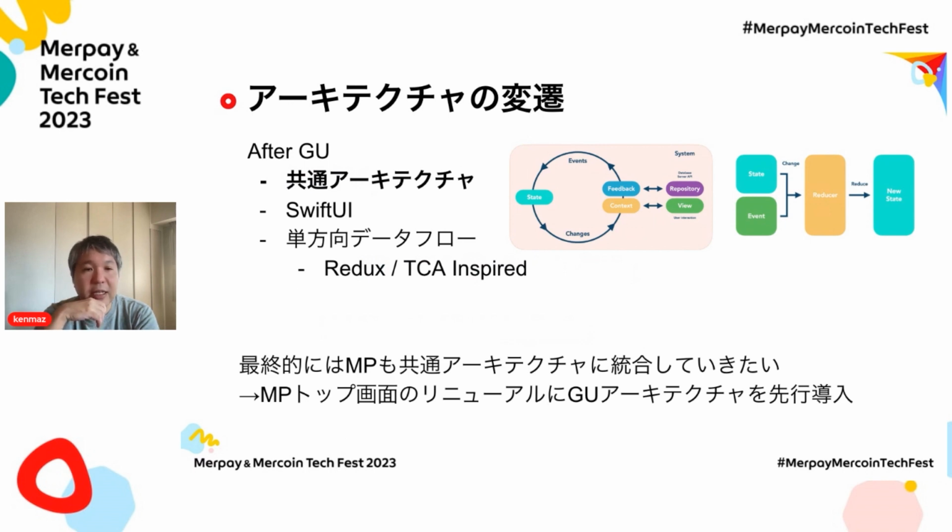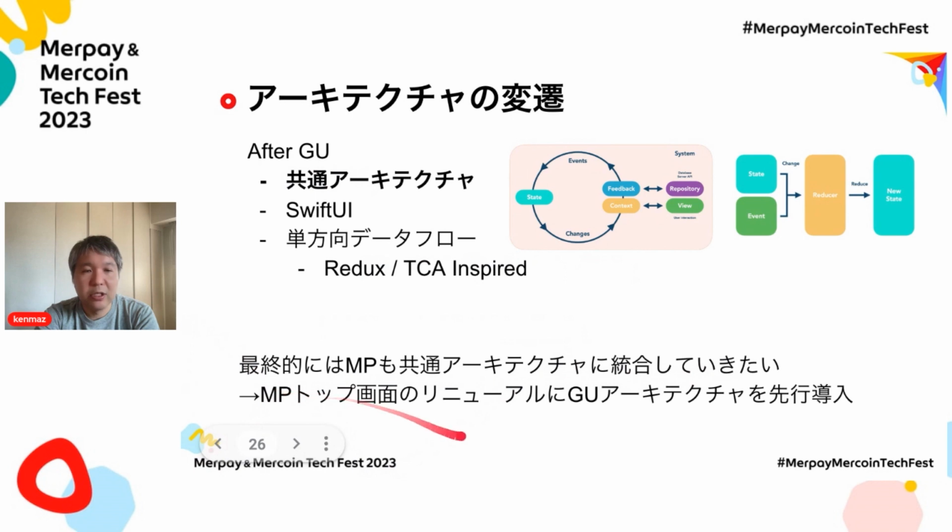And this was based on SwiftUI. It was a single direction data flow, inspired by famous architectures like Redux and TCA. And this unique architecture was introduced as a common architecture. Mercari, and the functions of Merpay and Mercoin were all developed using this new architecture. And in the end, we want to integrate the Merpay architecture into the same architecture.